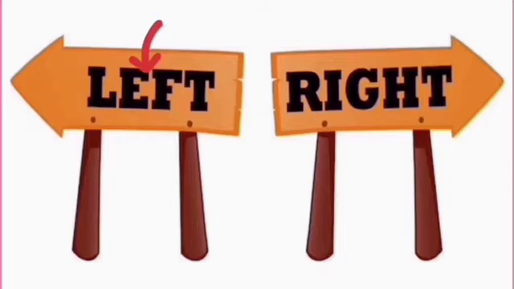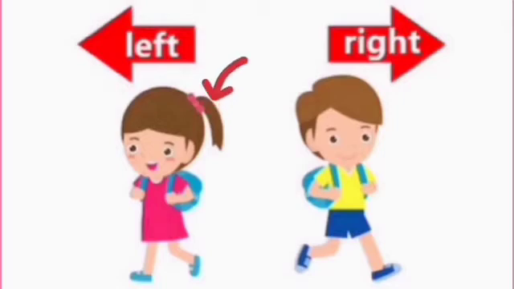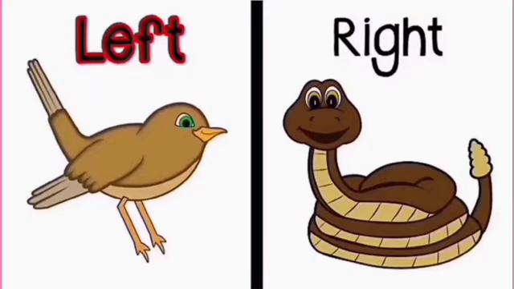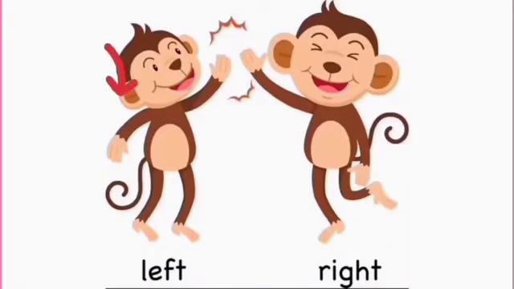This arrow is pointing out on the left side and this arrow is pointing out on the right side. This girl is going on the left side and this boy is going on the right side. On your left side, you can see a sparrow and on the right side, you can see a snake. This monkey is on the left side and this monkey is on the right side.